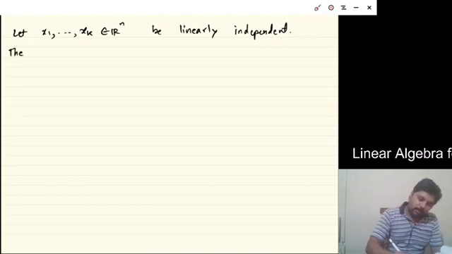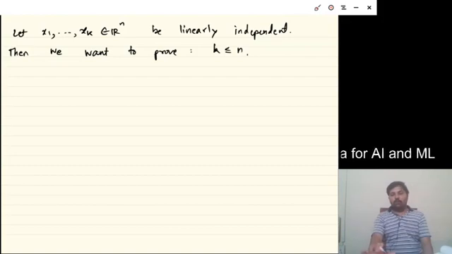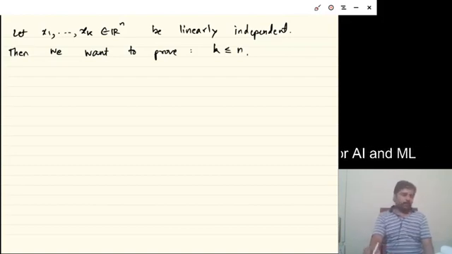Then we want to prove k is less than or equal to n. That's the objective. We should be able to prove this for k less than or equal to n. And what is the only thing that we are allowed to use here?